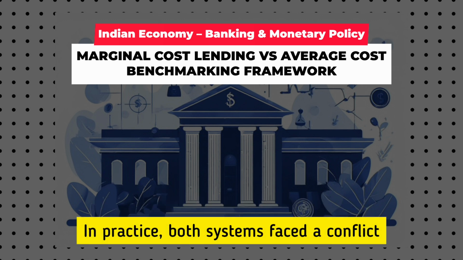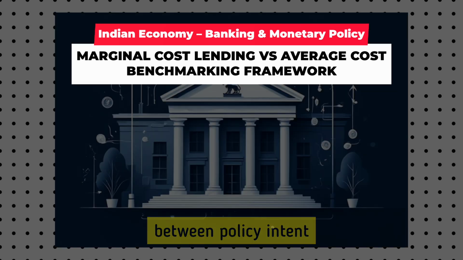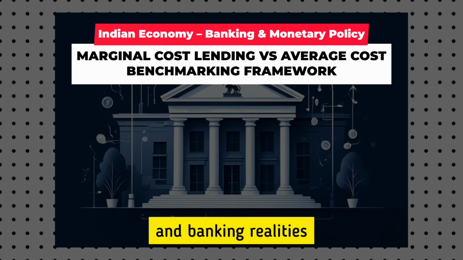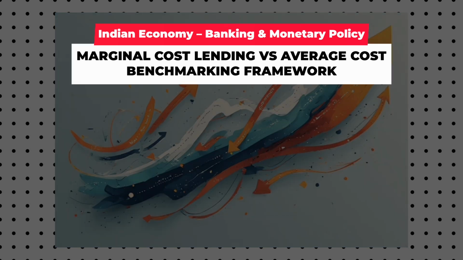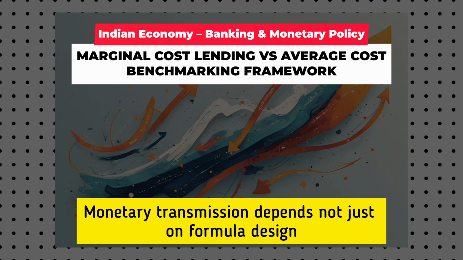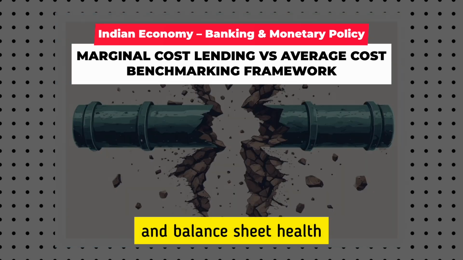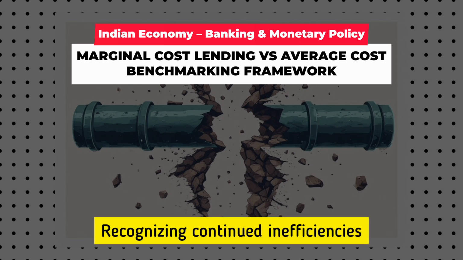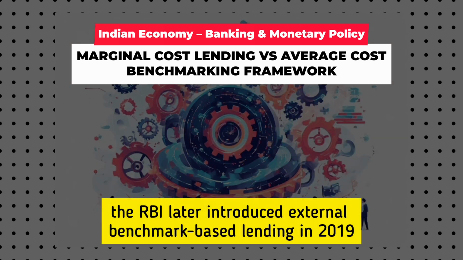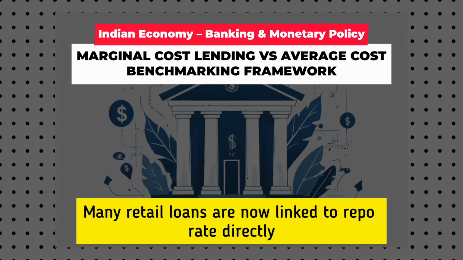In practice, both systems faced a conflict between policy intent and banking realities. Banks price risk, they protect margins. Monetary transmission depends not just on formula design but on liquidity, competition, and balance sheet health. Recognizing continued inefficiencies, the RBI later introduced external benchmark based lending in 2019. Many retail loans are now linked to repo rate directly.